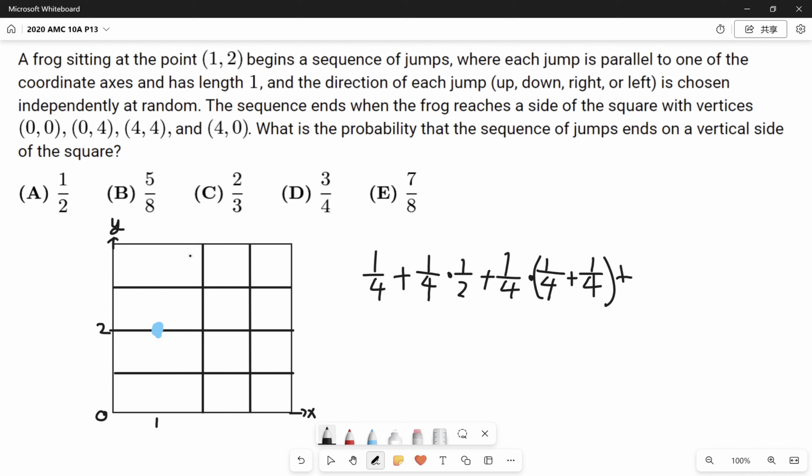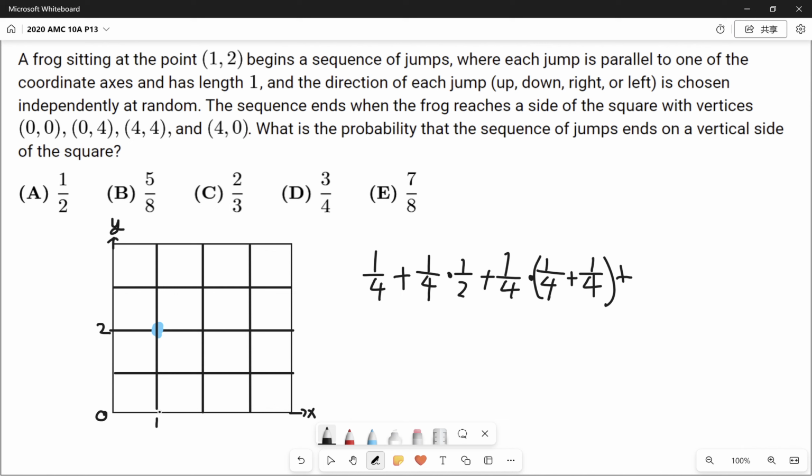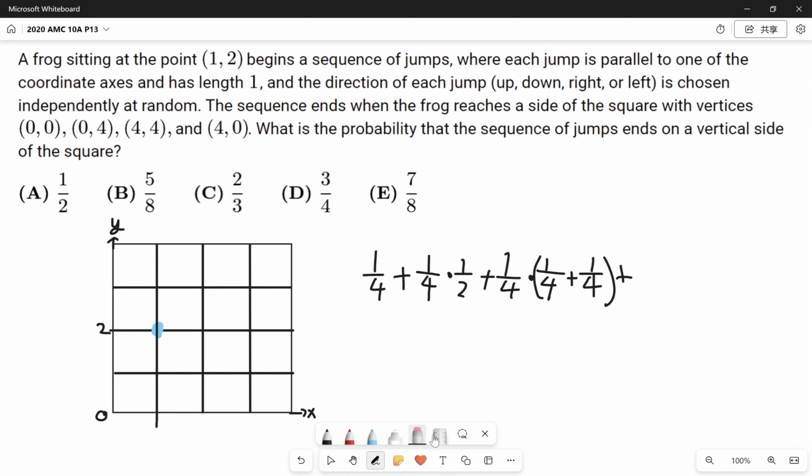So let's just redraw this again. If we decide to move down, then we're still on a diagonal. We move down and we're still on the main diagonal here. What does this mean? This means that again the probabilities are the same. It's just 1/4 times 1/4 plus 1/4. So basically we add everything up and we get our answer.